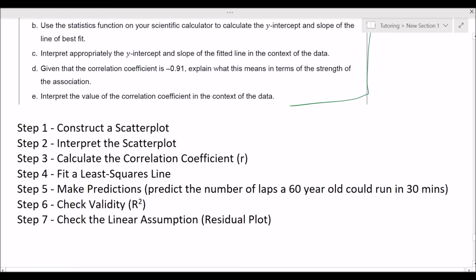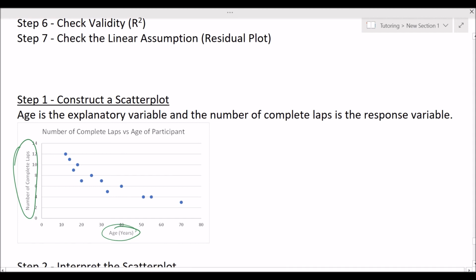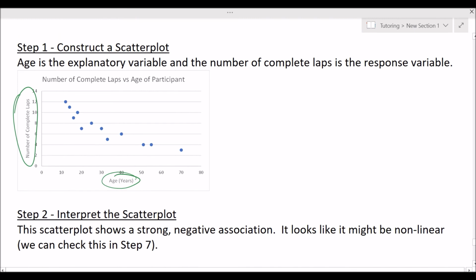Okay, next step, I would like you to interpret this scatter plot in terms of form, direction, and strength, and whether or not there are any outliers. Pause the video, write down your answer. Okay, so this scatter plot shows a strong negative association, and it looks like it might be non-linear, which we can double check in step 7, as I mentioned, because I can sort of perceive a slight curve happening here rather than a straight line. But like I said, we can check that in more detail in step 7.